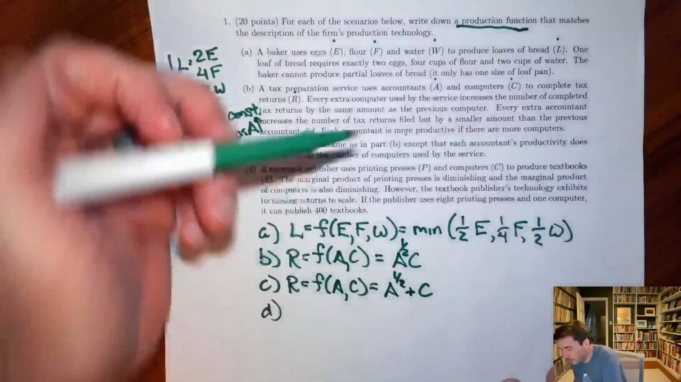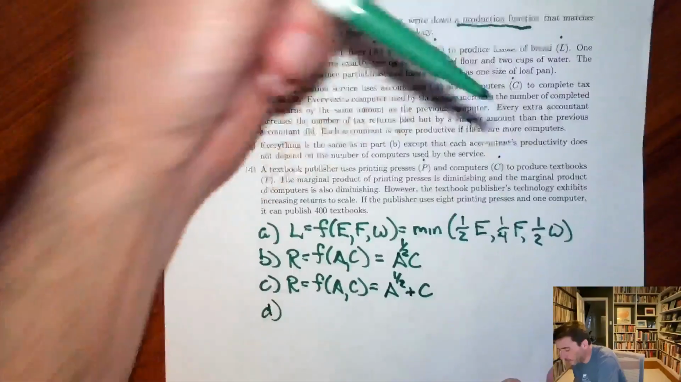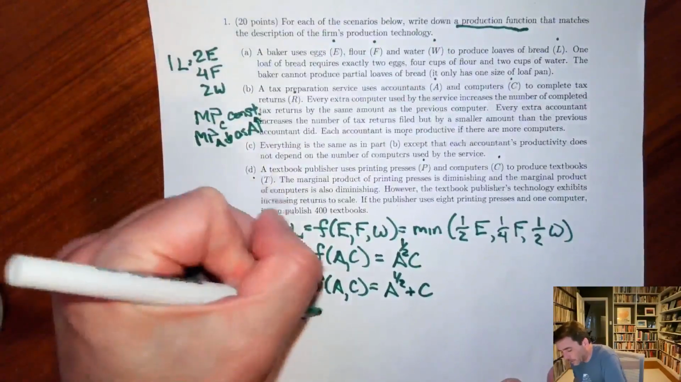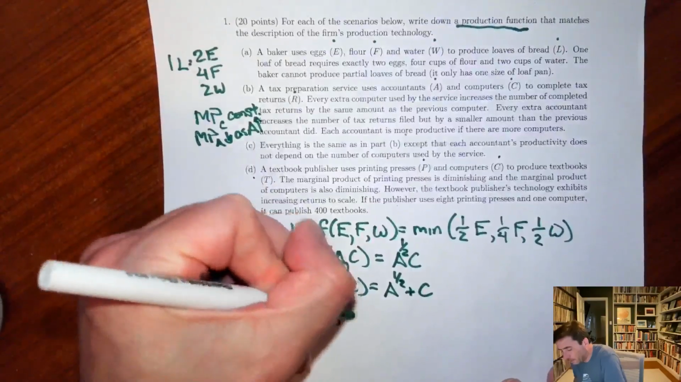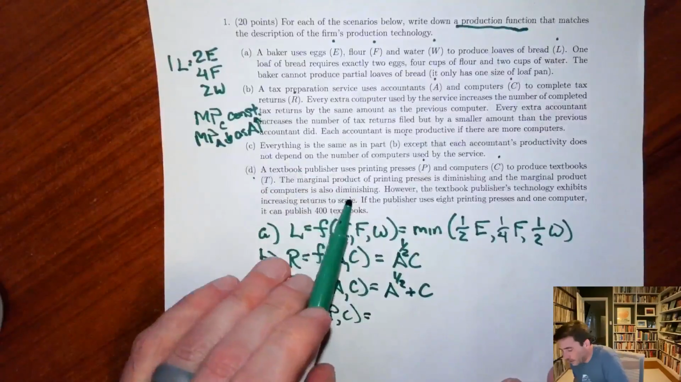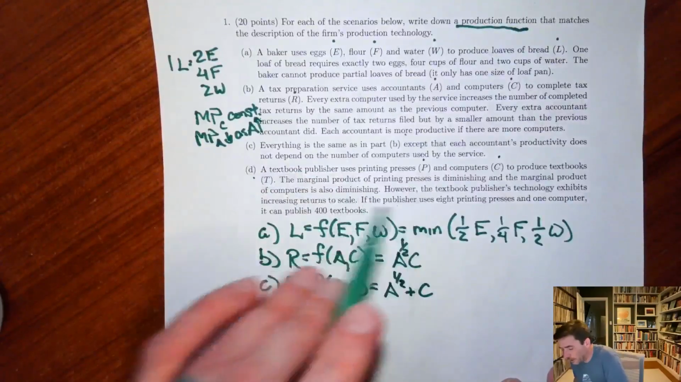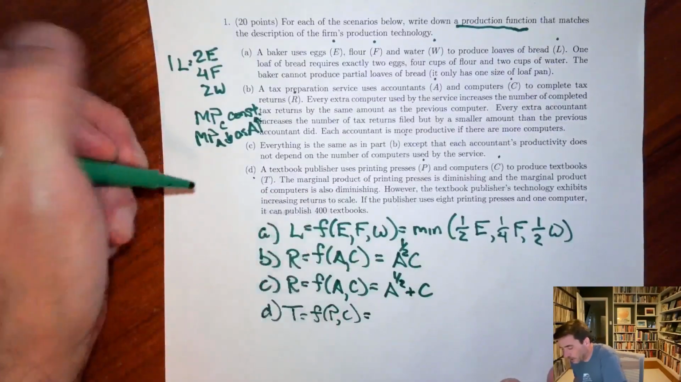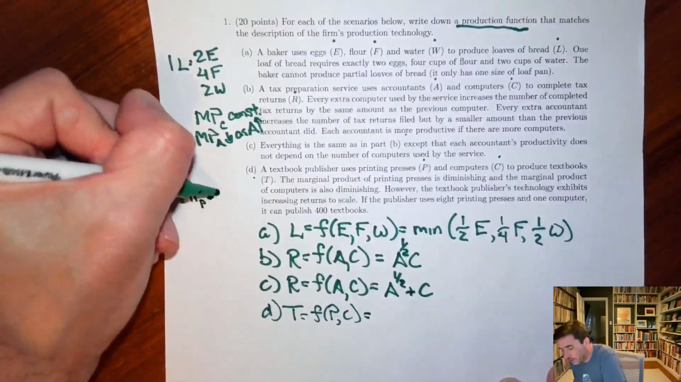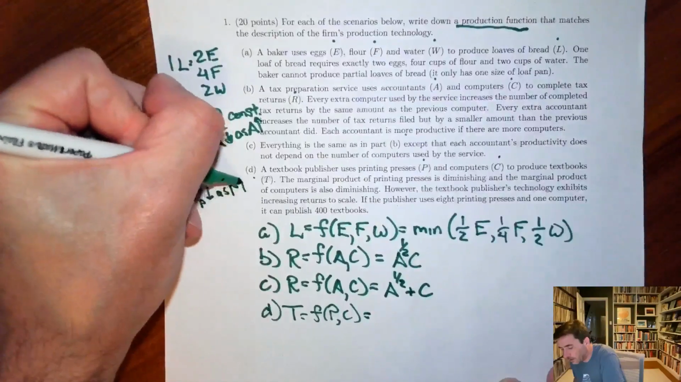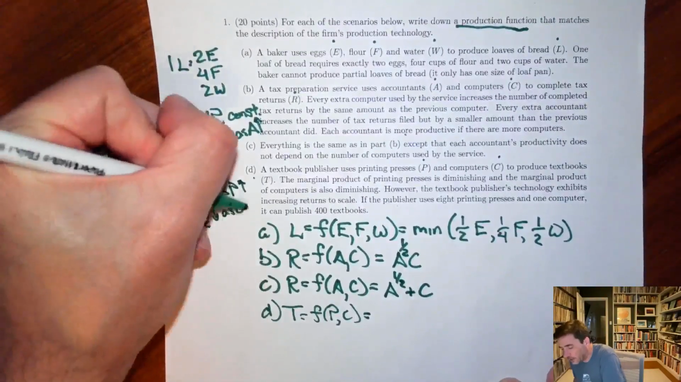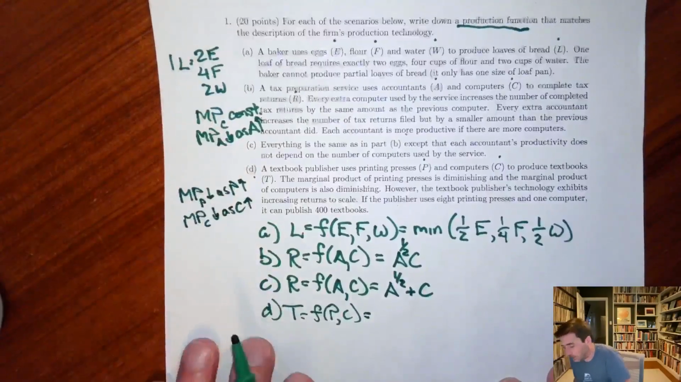A textbook publisher uses printing presses and computers to produce textbooks, T. Right, so textbooks are output. Printing presses and computers, P and C, are inputs. The marginal product of printing presses is diminishing, and the marginal product of computers is also diminishing. So we've got MPP goes down as P goes up. MPC goes down as C goes up. So that's just our definition of diminishing marginal product.